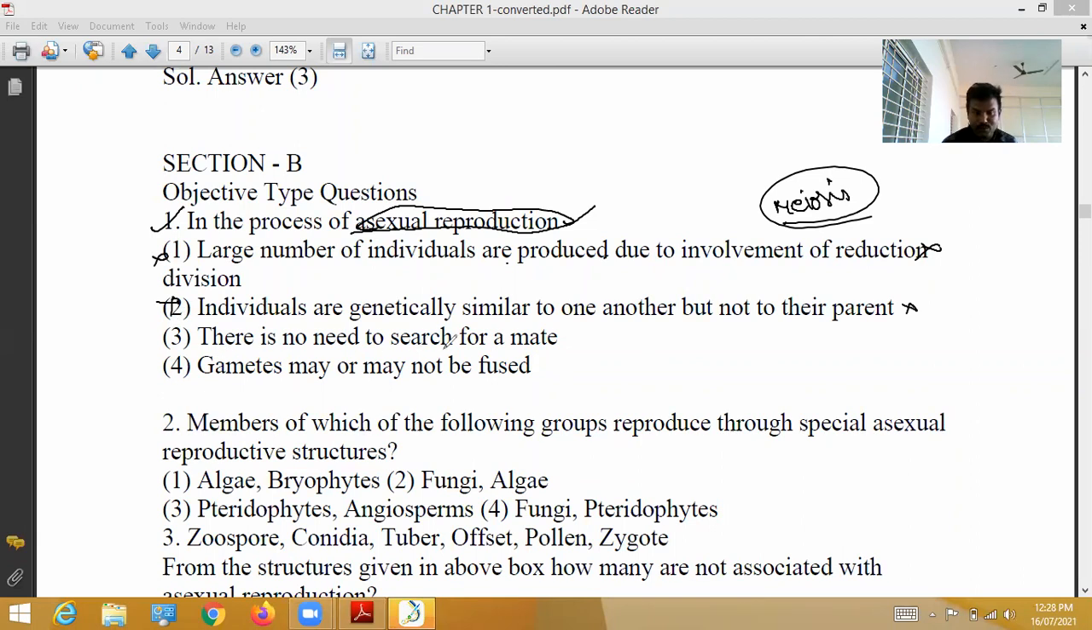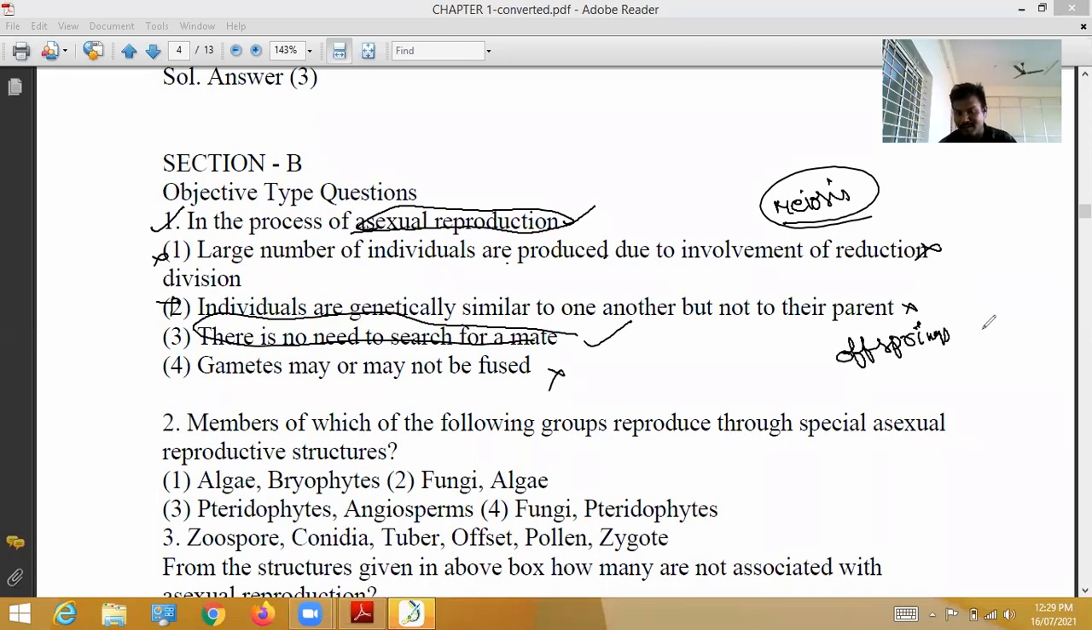There is no need to search for a mate. Yes, it is correct. In asexual reproduction, a single parent is involved. So the third option is correct. Let's see the fourth: gametes may not be fused. It is wrong. In asexual reproduction, there is no fusion and formation of gametes. Only a single parent is involved and produces offspring.